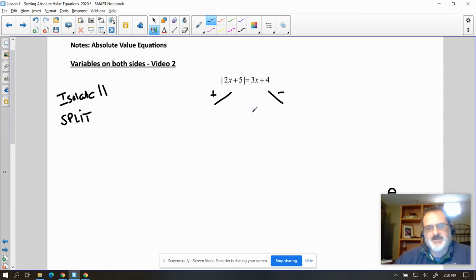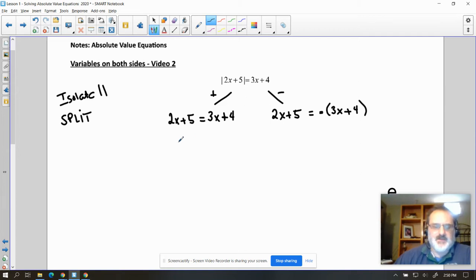Plus, minus. The positive case is exactly the way it looks. So 2x plus 5 equals 3x plus 4. While the negative case is 2x plus 5 equals negative, outside of 3x plus 4. All right, so let's go ahead and solve it.